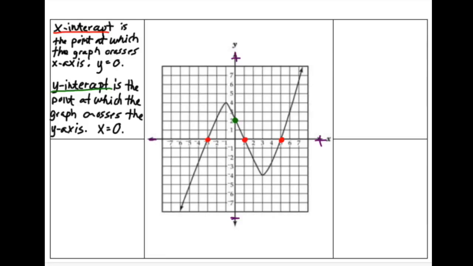Note that if I actually wrote the coordinate points for any of these, the y-intercept point is at 0, 2. And remember how I said x would be 0 at the y-intercept? And then all my x-intercepts, the first one is negative 3, 0. The second one is 1, 0. And the third one is 5, 0. And again, I said that y would be 0 at all those points, which it is.